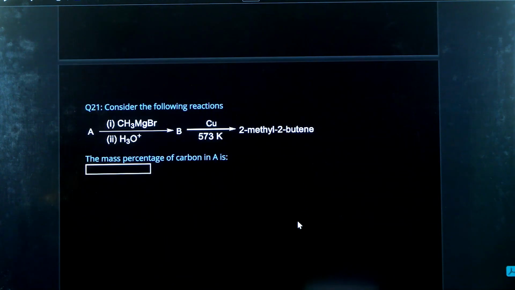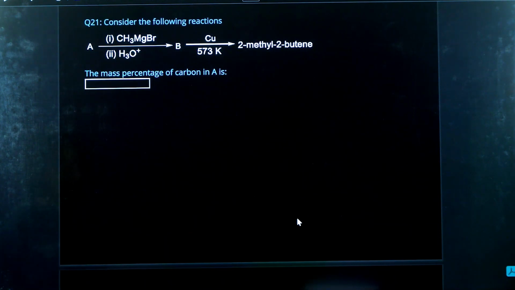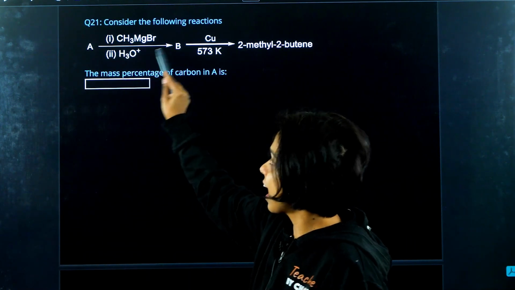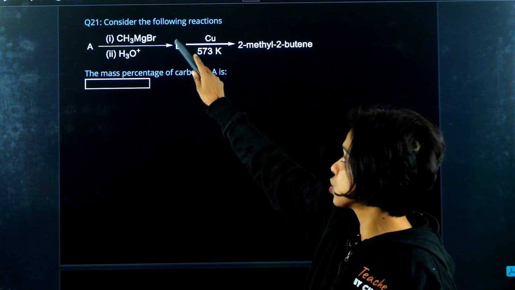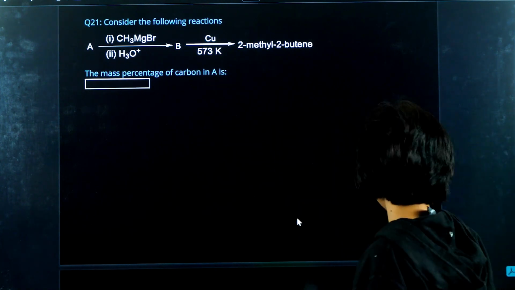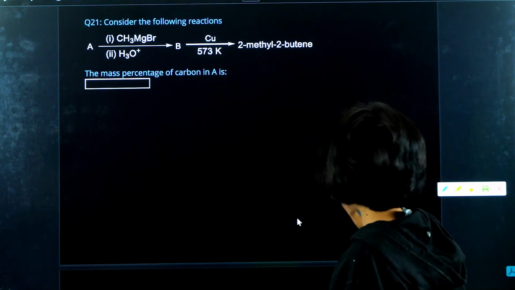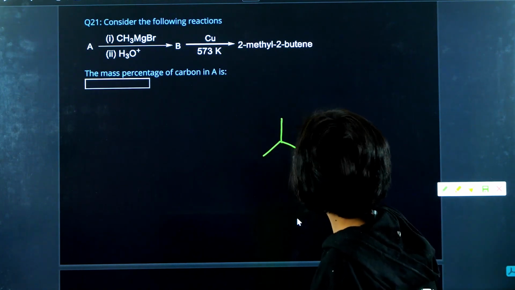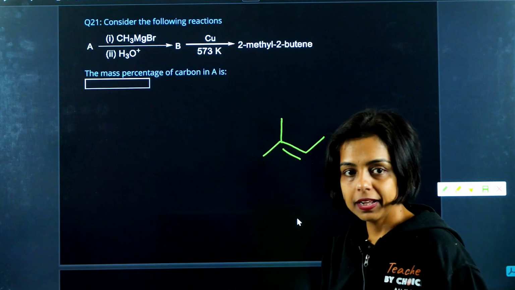Now the numeric value questions, guys. Consider the following reaction. So we have an organic reaction. A on reacting with Grignard reagent gives B, which on reacting with copper gives us 2-methyl butene. So the final product here we are getting is 2-methylbut-2-ene. This is the product formed, right?